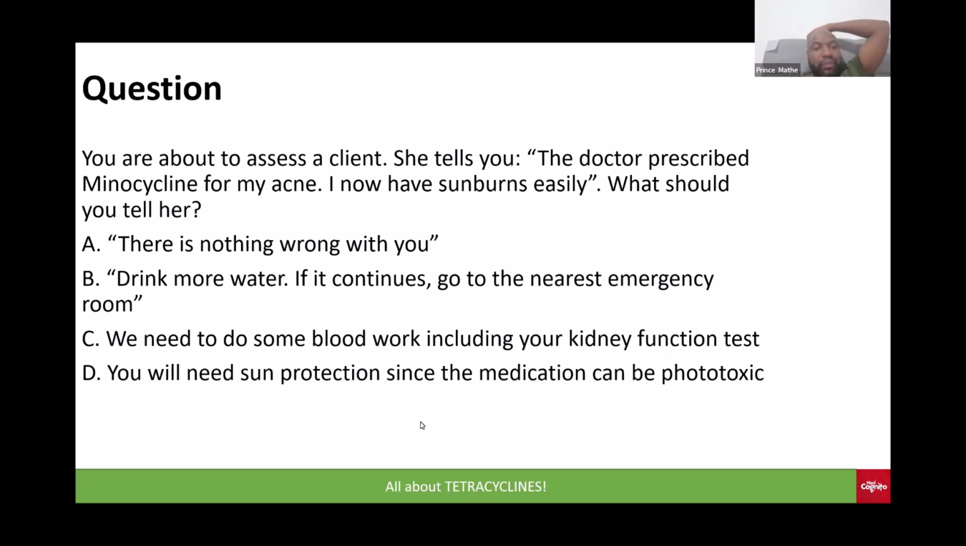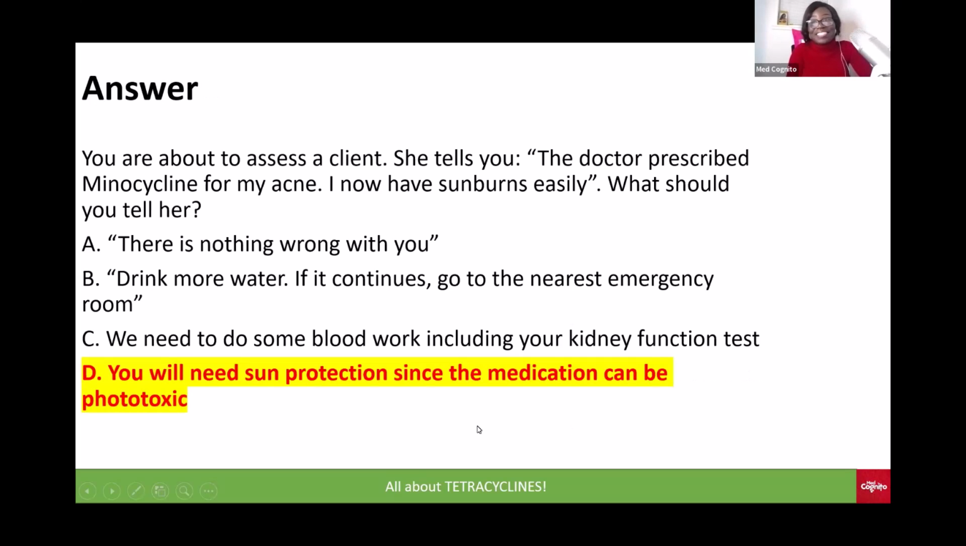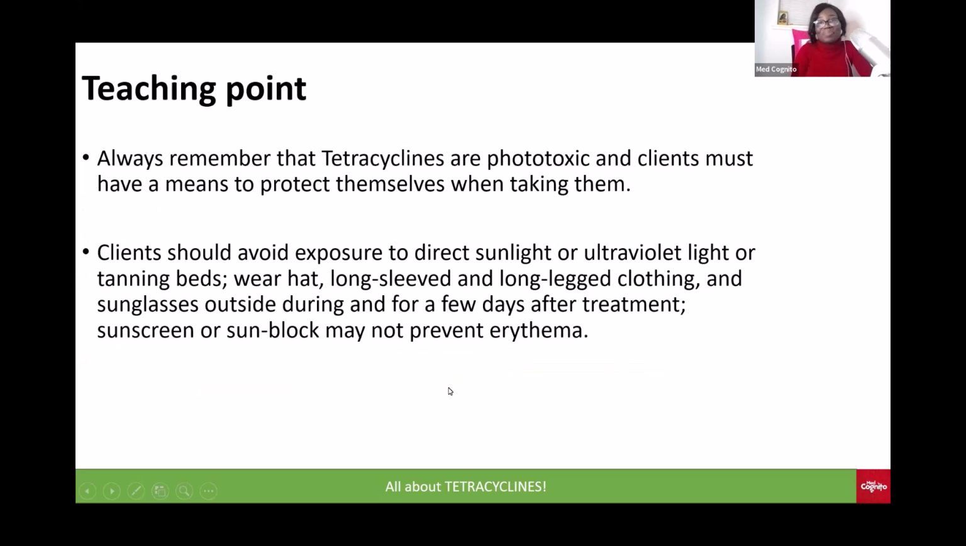All right, so what will be the answer here? D, D, D, D, D. Great. Yes, the answer is D, and you all got it correct. Good job. Let's look at the teaching point. We should always remember that tetracyclines are phototoxic, so clients must have a means to protect themselves. So they should avoid exposure to direct sunlight. So well done.